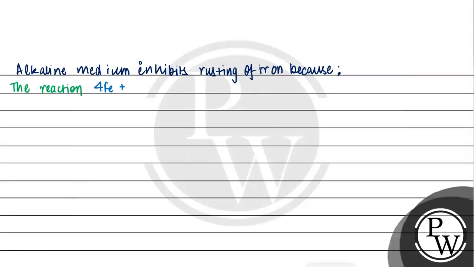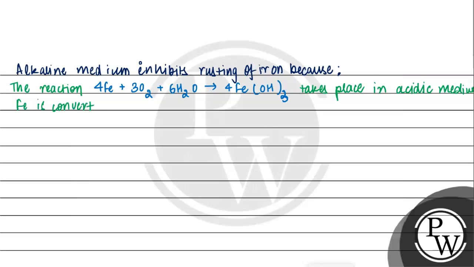The reaction is 4Fe plus 3O2 plus 6H2O gives 4Fe(OH)3, which takes place in acidic medium. Okay. So we can see Fe is converted to Fe2+.